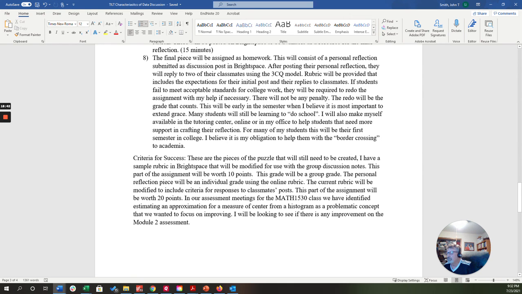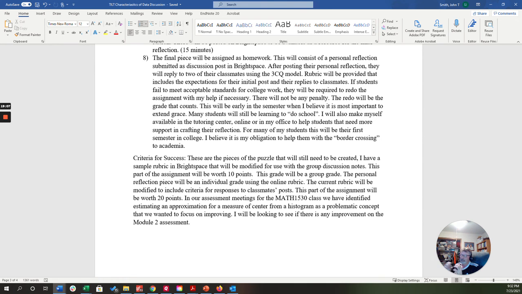the first part was worth 10 points, the group notes. You notice I have that as less points, less value than the personal reflection they do individually. This grade will be the group grade. The personal reflection piece will be an individual grade using the online rubric. The current rubric will be modified to include criteria for responses to classmates' posts. This part of the assignment will be worth 20 points, 10 points for their personal reflections, 5 points for each of their replies.